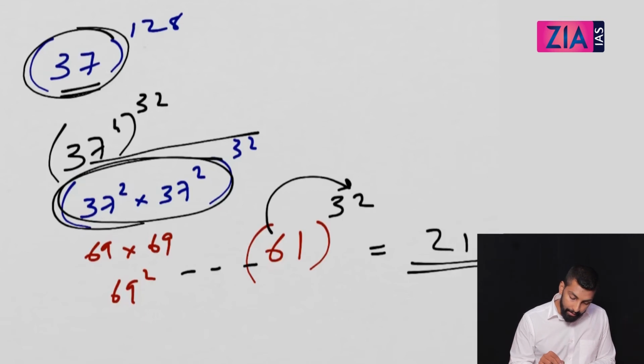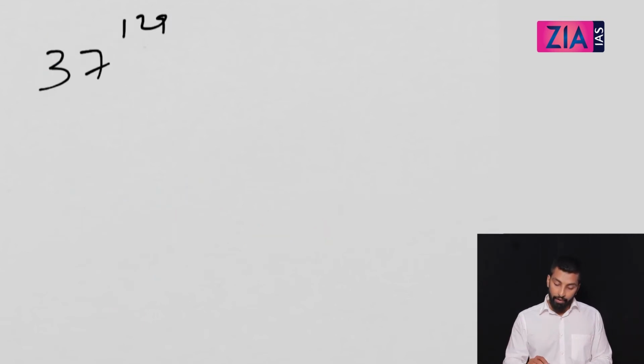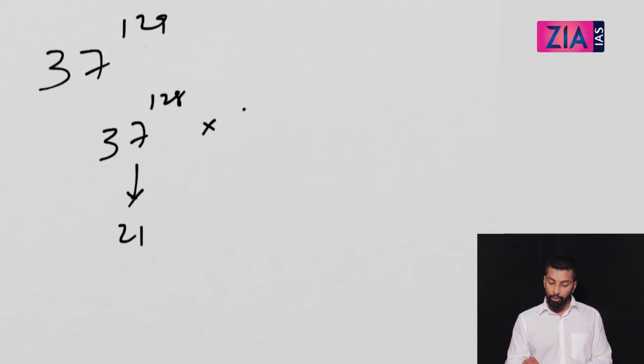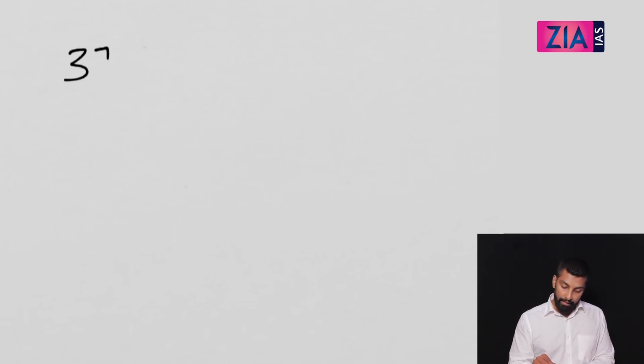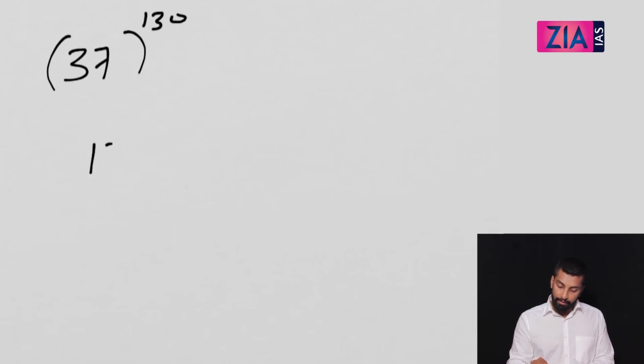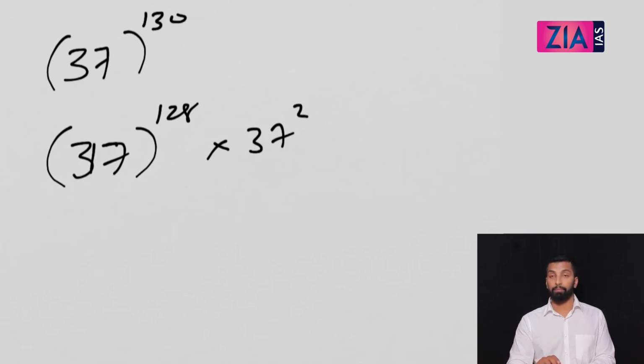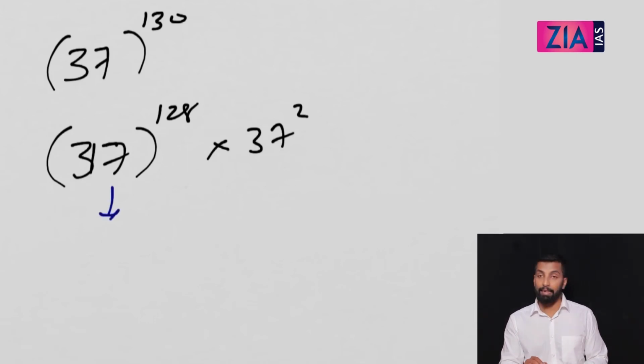What else you can get is 37 raised to 129. Then you will write it as 37 raised to 128. You got the answer 21 into 37. So basically into 37. So you get the answer here, okay? Or you get 37 raised to, no, instead of 37 you can get 47, 57, 67 or whatever it is. You use the same method only, okay? 130, then you write it as 37 raised to 128 into 37 square. So 37 raised to 128, you already got the answer. You can follow the method. You get 21 into this.